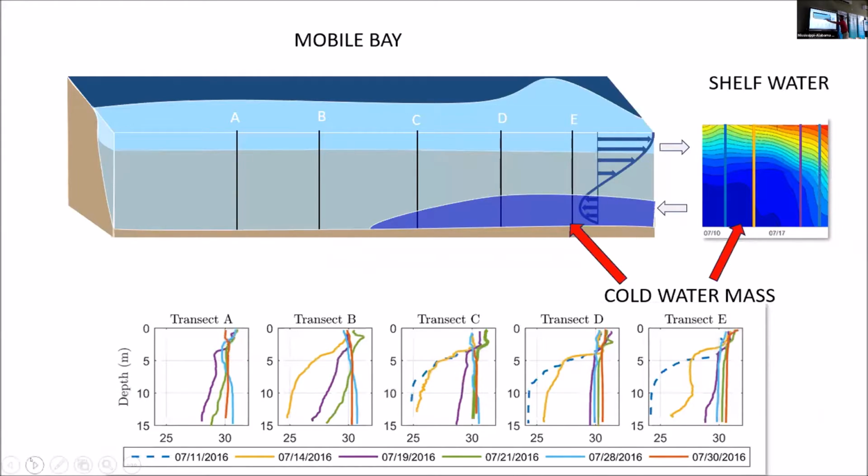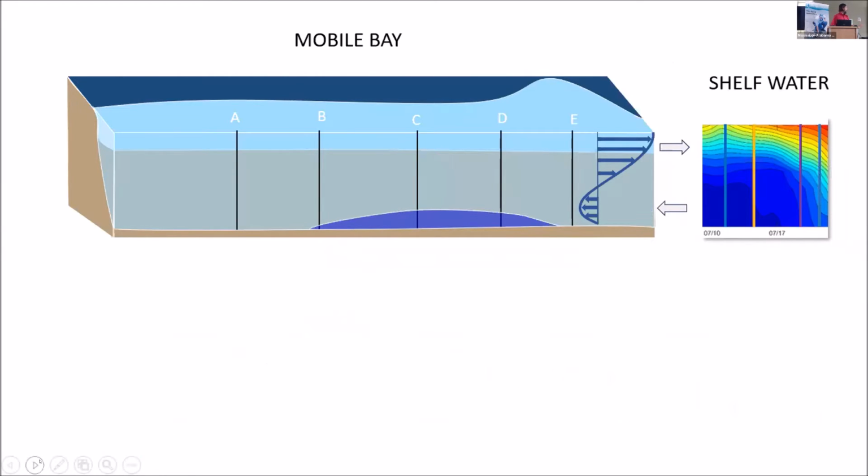This cold water gets pulled into the bay, that's what this indicates. And over the course of this 10-day period, this mass of cold water gets pulled into the system and eventually dissipates. And so why is that important? Well, it's linked to dissolved oxygen.